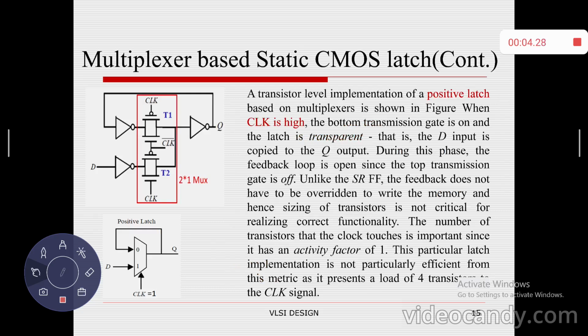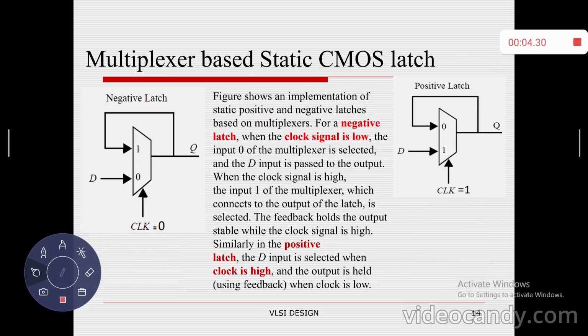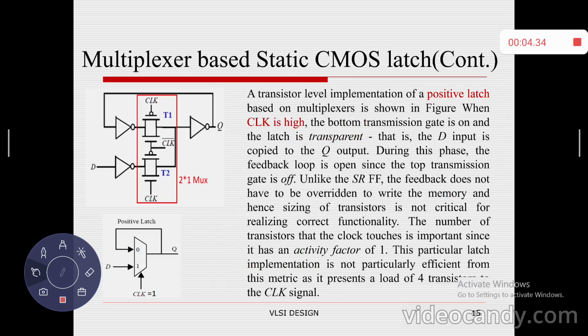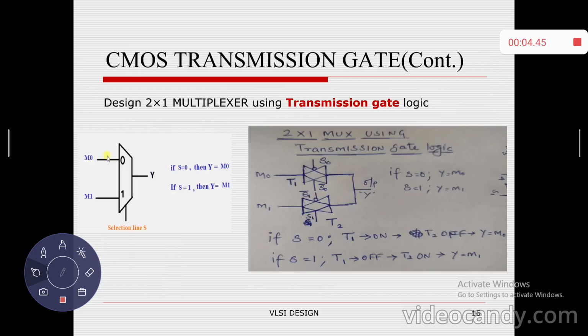So this is a simple design of a positive latch using a 2x1 multiplexer. In the circuit diagram, I have designed the 2x1 multiplexer using transmission gate logic. So let me explain how the 2x1 multiplexer is designed using transmission gate logic. Like this is first the graphical behavioral representation of a multiplexer of 2 cross 1 size.